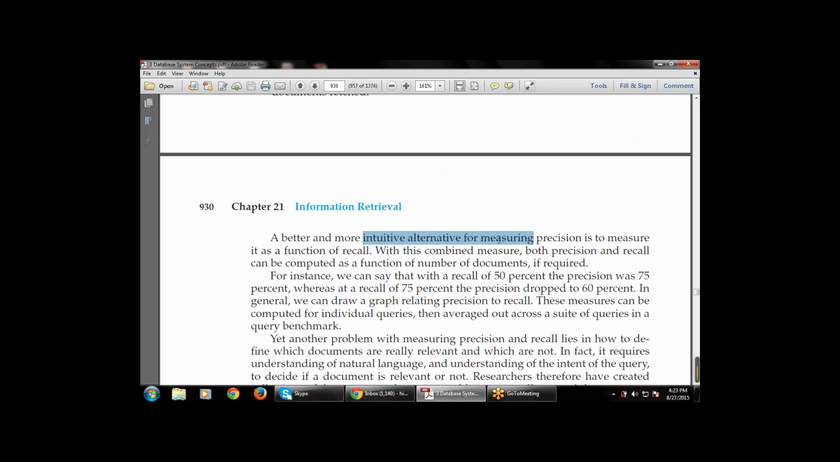A better and more intuitive alternative for measuring precision is to measure it as a function of recall. Whatever the data used, we can define a function of recall that uses precision, taking the overall precision into account.